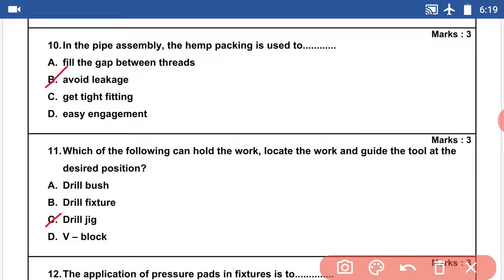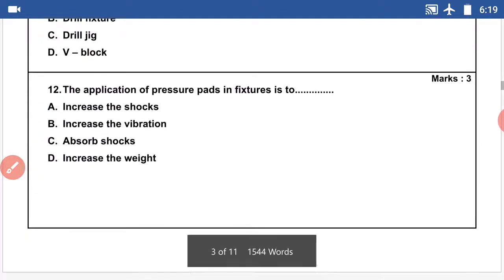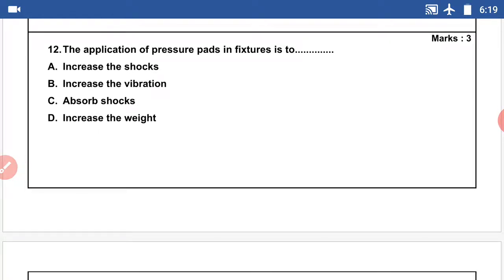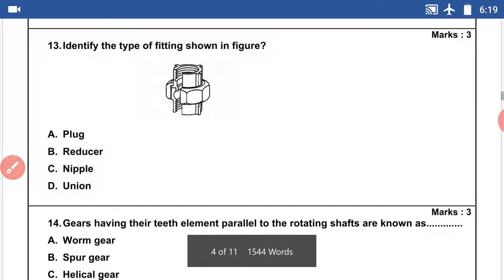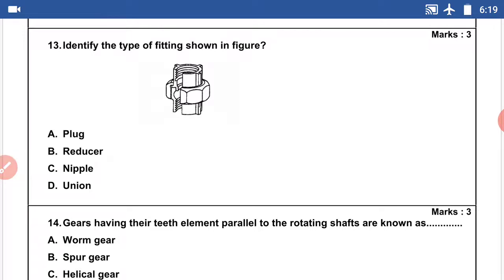Question number 12. The application of pressure pad in the picture is to dash. The answer is absorb shock, option C. Question number 13. Identify the type of fitting shown in the figure. The answer is union, option D.